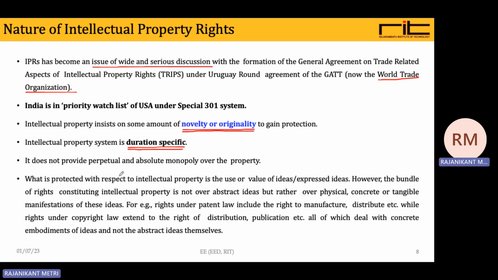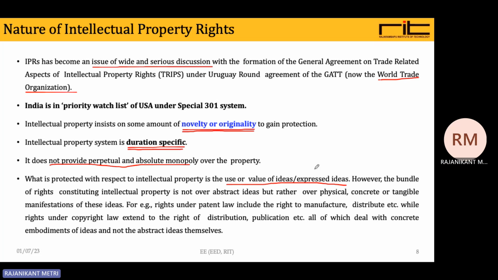It does not provide perpetual and absolute monopoly over the property. So there is no perpetual or absolute monopoly over the property. So another person can create another product for the same application. What is protected with respect to intellectual property is the use or value of ideas, or expressed ideas. If one's idea is there, the other person cannot use that same idea.